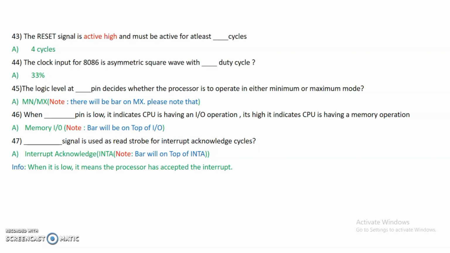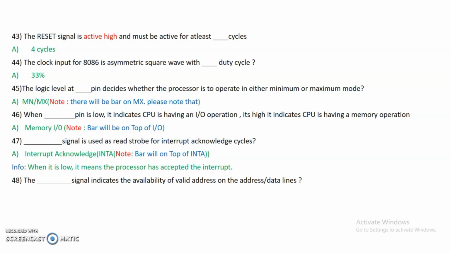So here also, on the top of interrupt acknowledge there will be a bar. So whenever this particular pin is low, it means that the processor has accepted the interrupt. As I told you earlier, interrupt acknowledge is used for reading whether the interrupt is handled or not. If the interrupt is handled, it will acknowledge the interrupt. So whenever it is 0, it means that the interrupt has been accepted. If it is not 0, it means that the interrupt is still on hold, it has not been accepted.